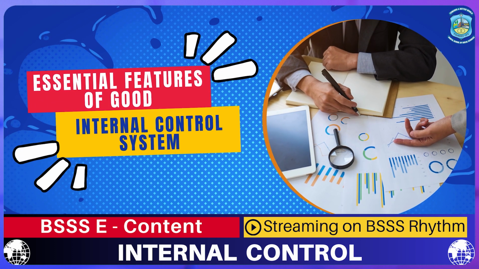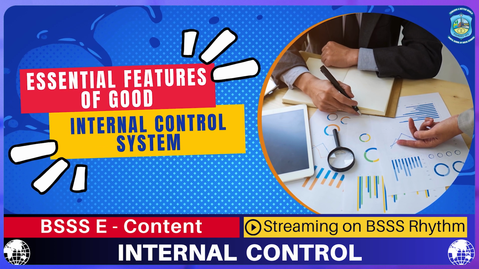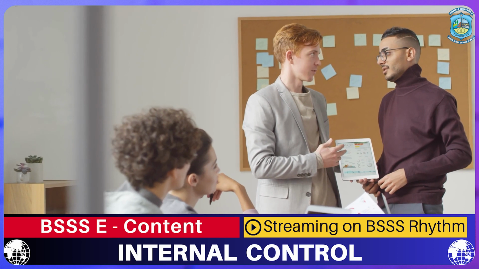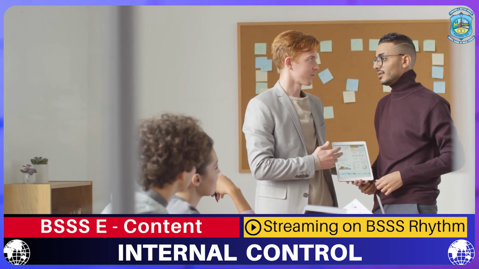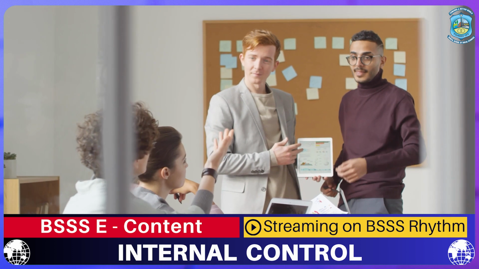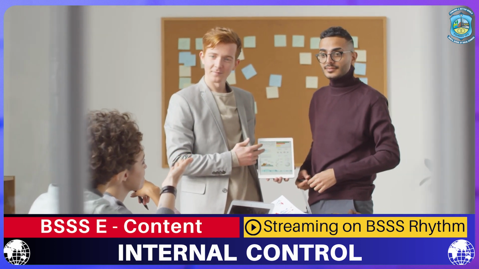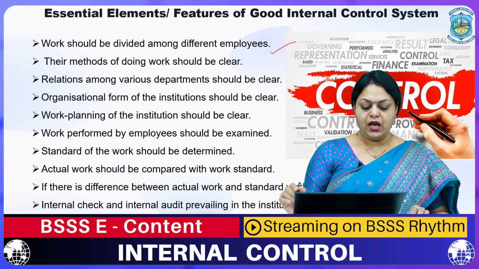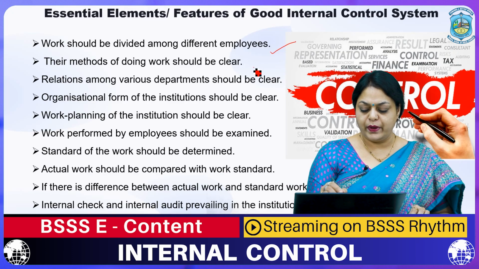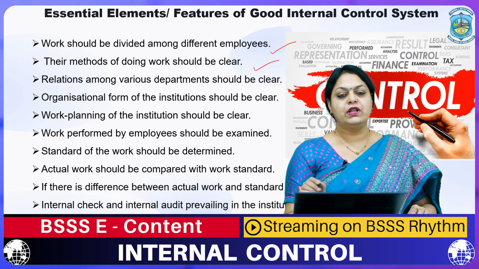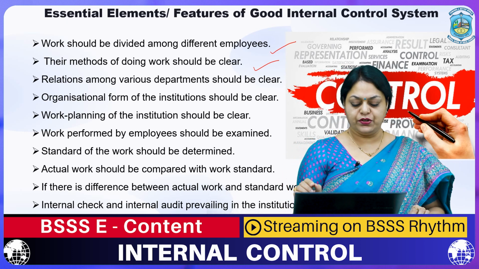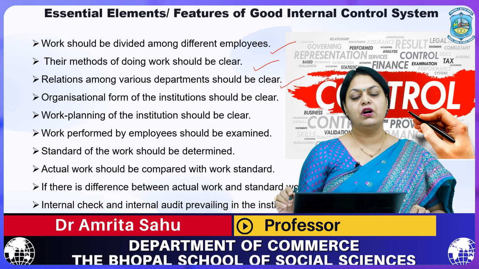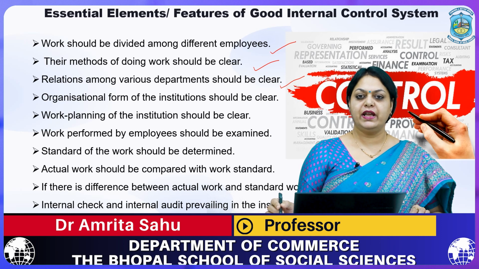Now, on the basis of that, we have the features of a good internal control system. Work should be divided among different employees. In the organization, it is very much required that the work should be divided among the employees so that everybody is responsible for their work. The method of doing work should be clear. Proper line of authority and responsibility should be assigned to them. Relation among various departments should be clear. What is the work to be done by which department? It should be very clear.